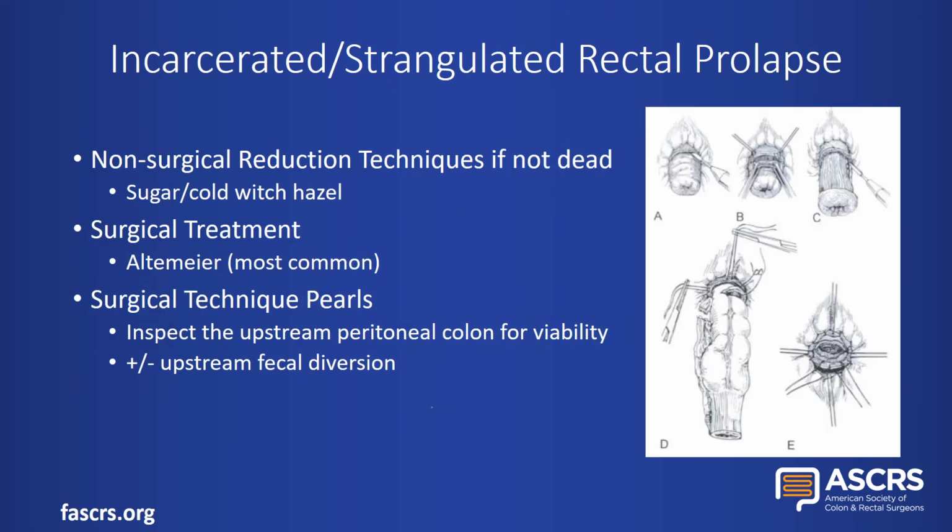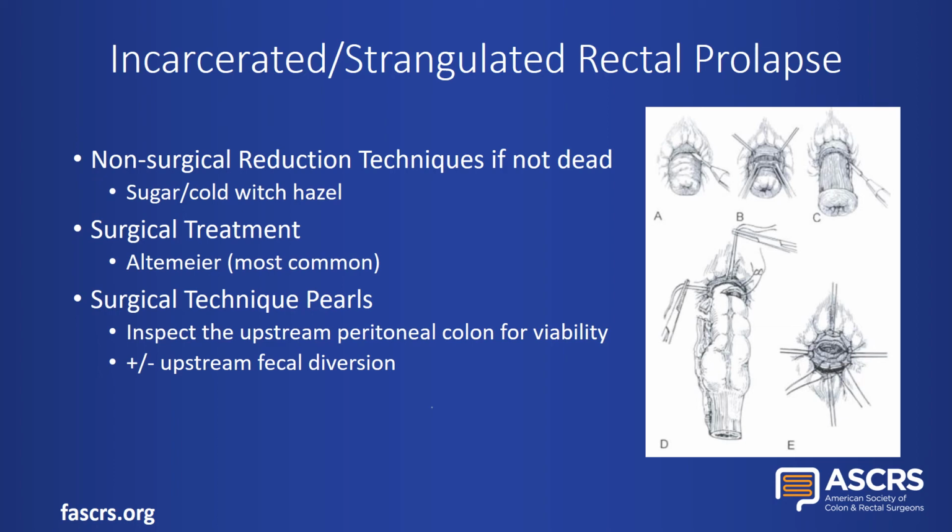An operation for symptomatic rectal prolapse is not always needed. Non-surgical reduction techniques with topical granulated sugar or cold witch hazel applied to the prolapse, paired with old-fashioned milking and patience, is often fruitful. However, definitive surgical treatment is indicated after failing conservative measures or with signs of compromise.